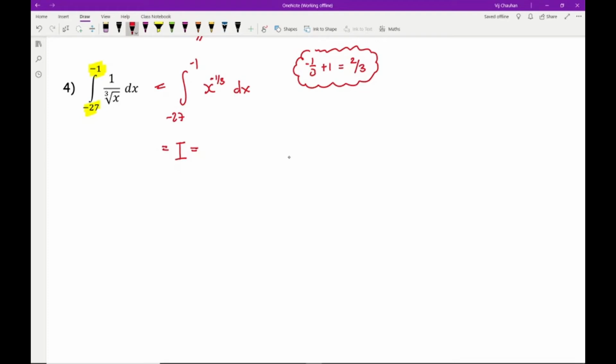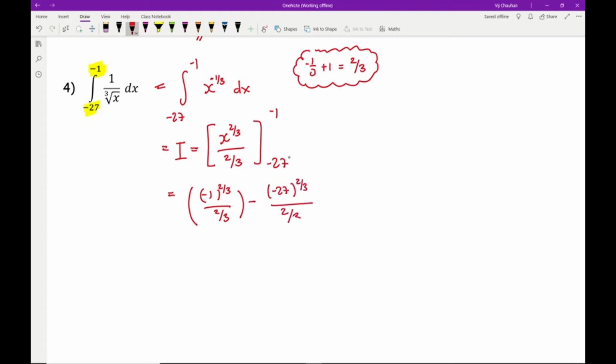So here what I've got is x to the power of 2 over 3, over 2 over 3, and I've got the limits of minus 1 and minus 27. So substituting those in separately, I've got minus 1 to the power of 2 over 3, over 2 over 3, minus minus 27 to the power of 2 over 3, over 2 over 3. And if I type that into my calculator, which I'm going to do now, that also gives you time to check and do the same.